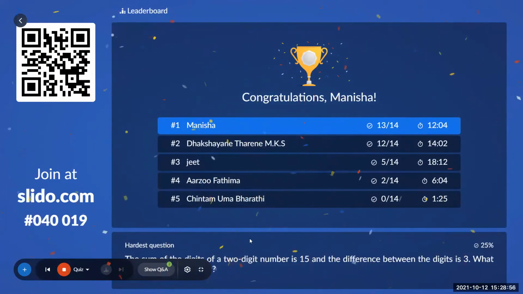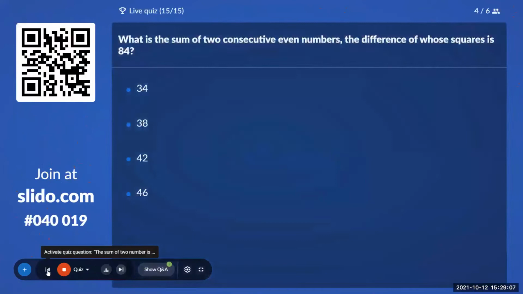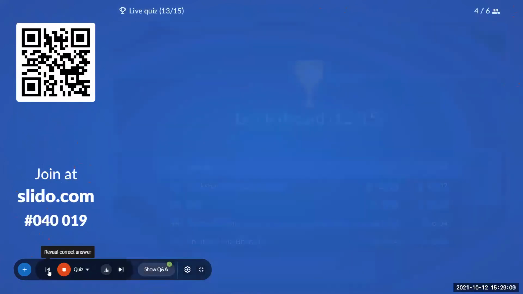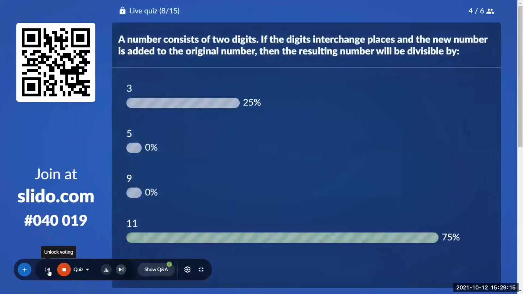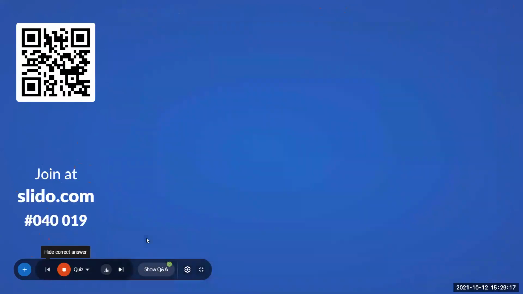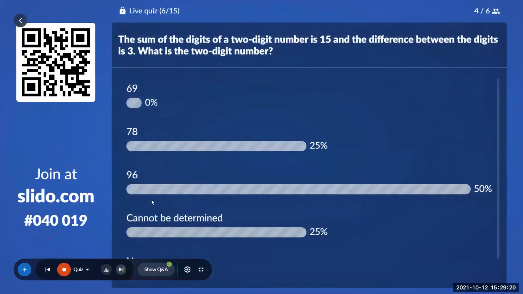And the hardest question was the sum of two digits is 15 and the difference is 3. Only one of you got it right. So Manisha, I'll go back to that question. So 96 and 69. Where was it? Yeah. The answer is cannot be determined because here it is specifically asking for what is the two-digit number.